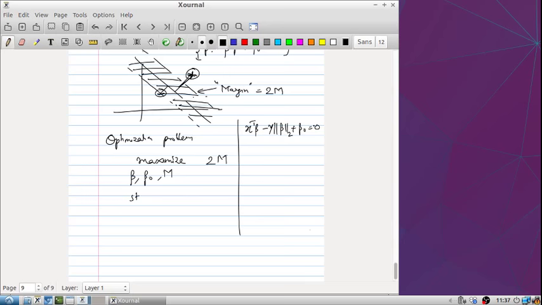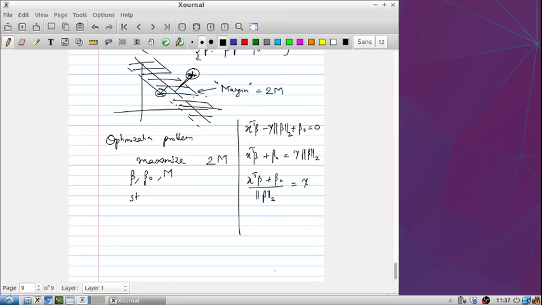So what I want to do is push the distance to one side. Gamma is what I don't know for this given point x. So x transpose beta plus beta naught is equal to gamma times the absolute value of beta. I just pushed one term to the right side, or x transpose beta plus beta naught divided by the absolute value of beta is equal to gamma.